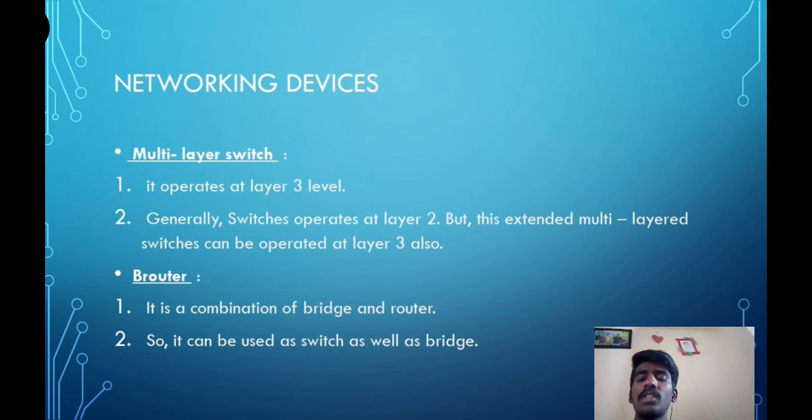The multi-layer switch is just like a switch. We all know a switch works at layer 2, the data link layer, but the multi-layer switch works at layer 3, which is also known as the network layer. So it can be used as a switch and also like a router. A brouter, where B stands for bridge and router stands for router itself, is a combination of bridge and router. So it can be used as a switch as well as a bridge.